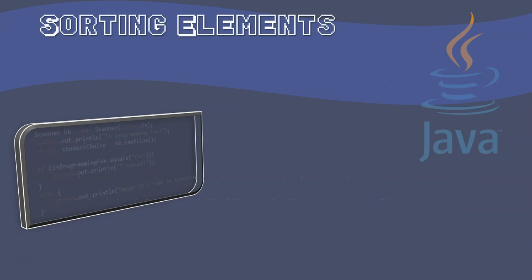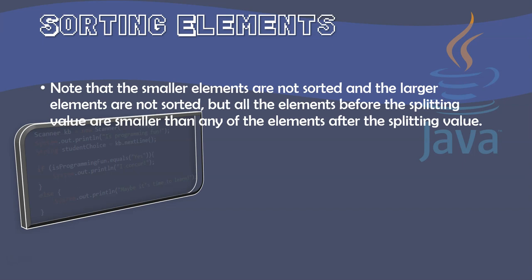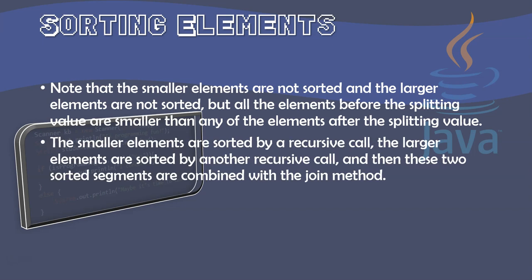So once it's done splitting them, let's look at sorting them. You'll note that the small elements, when we do this, are not sorted, and the larger elements are not sorted, but all the elements before the splitting value are smaller than any of the elements after the splitting value. The small elements are sorted using a recursive call. The larger elements are sorted by another recursive call. And then these two sorted segments are just combined with the join method.